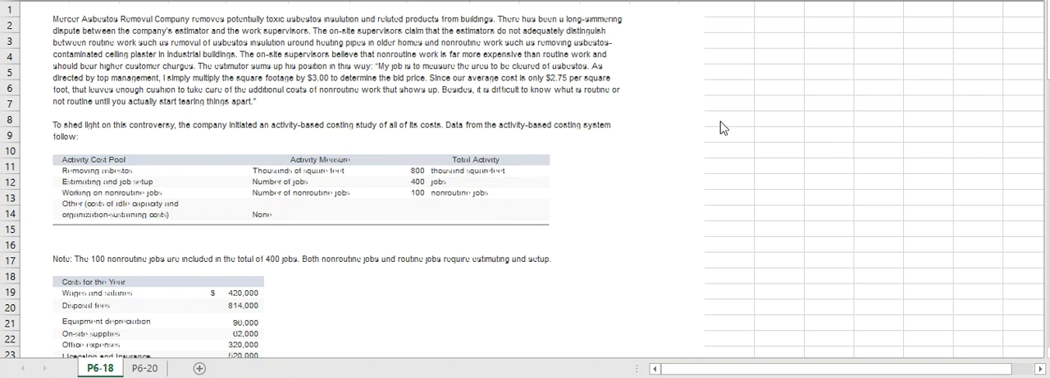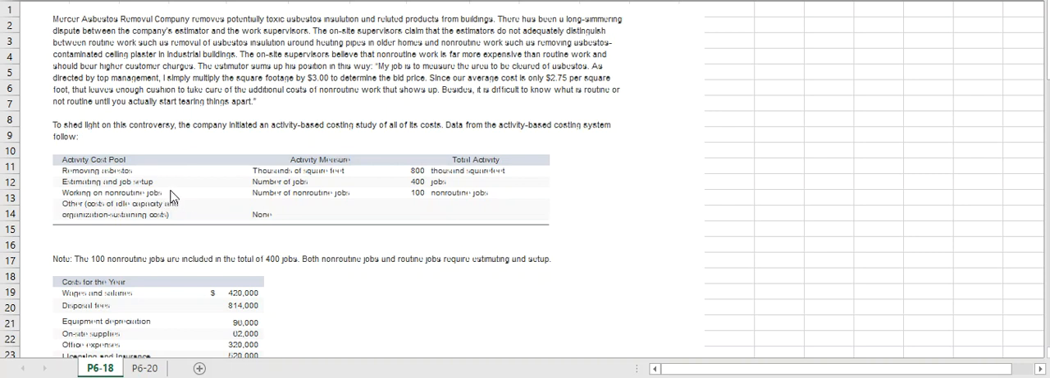So to figure out the answer to those questions and to determine how we're going to cost out a job, whether it's routine or non-routine, we're going to do kind of a cost study here. So we've got some information. It says they've got several activities that they do for each job. So this over here, under activity cost pool, those are the different types of activities that they would do for each job. So they're going to remove asbestos. They're going to estimate and do the job setup. So that takes some time. So there's resources used there.